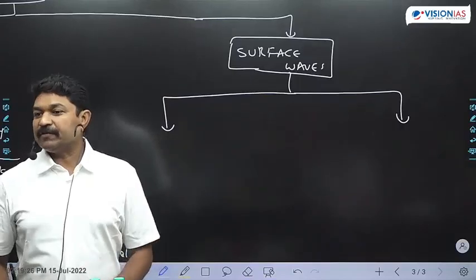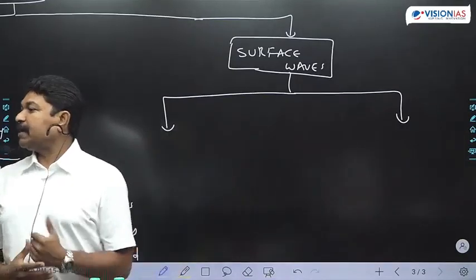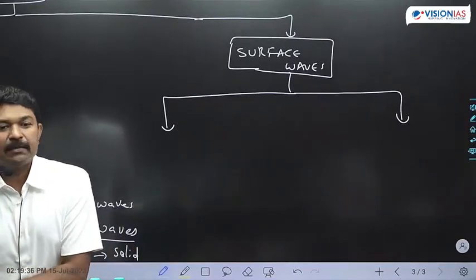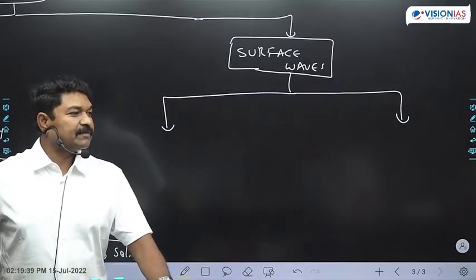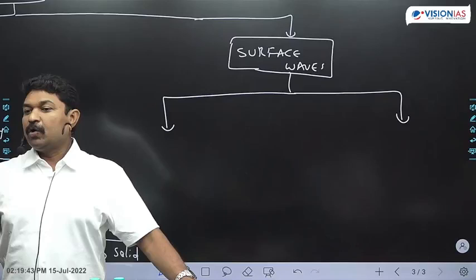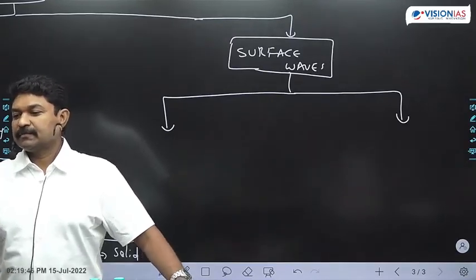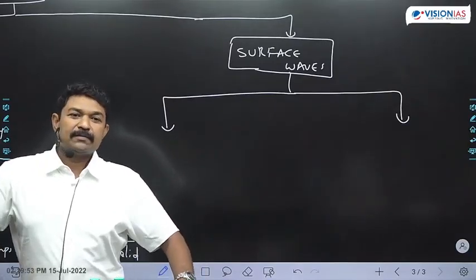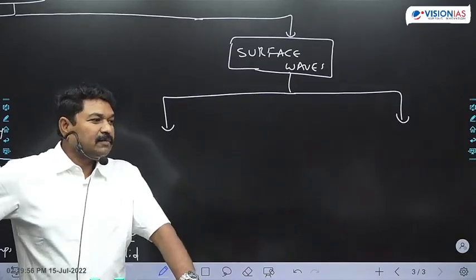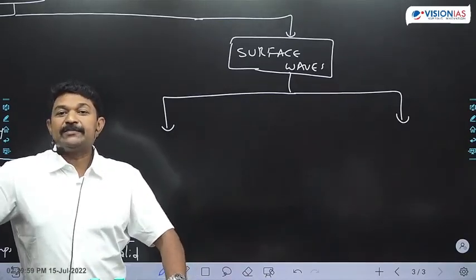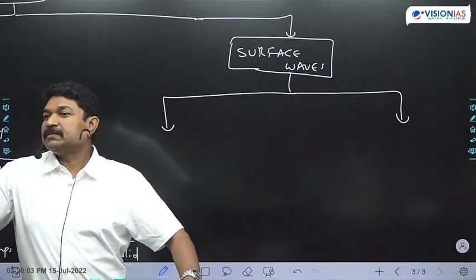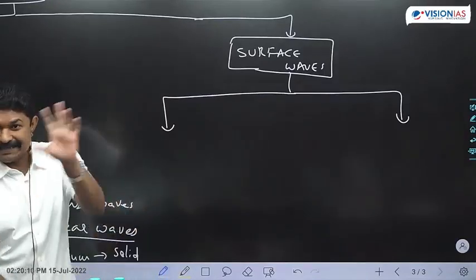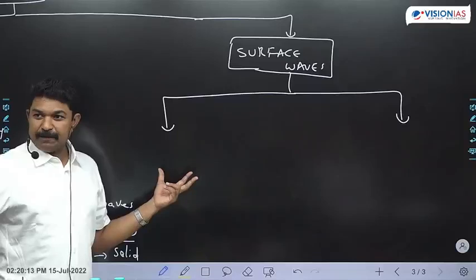As the body waves come close to the surface, they interact with the low density rocks at the surface and get modified as surface waves. Full stop. Listen.